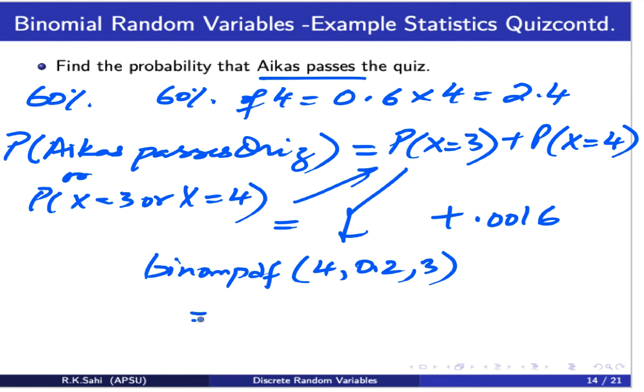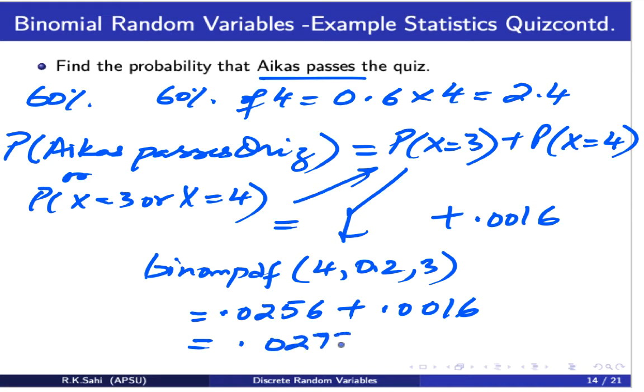So 0.0256 plus 0.0016. So what do we get as the answer, guys, here? It's 0.0272. Okay, let's look at another question.